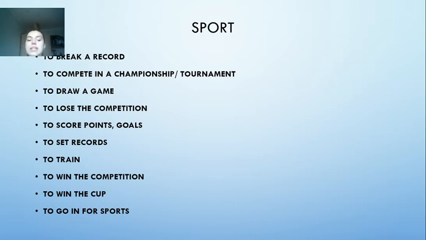The last one is to go in for sports. For example, she goes in for sports for 7 years. Вона займається спортом 7 років. So, to go in for sports means займатися спортом. Давайте рухатися. Let's go on.